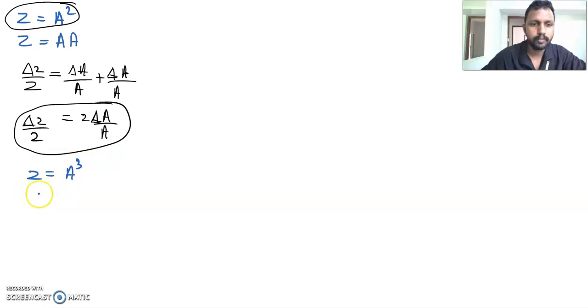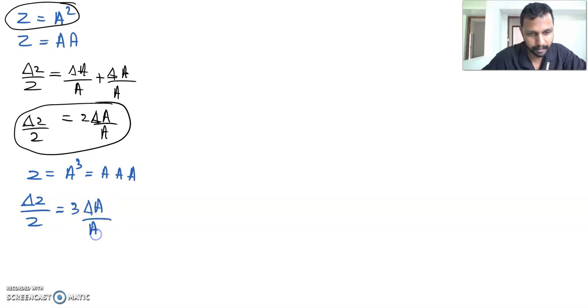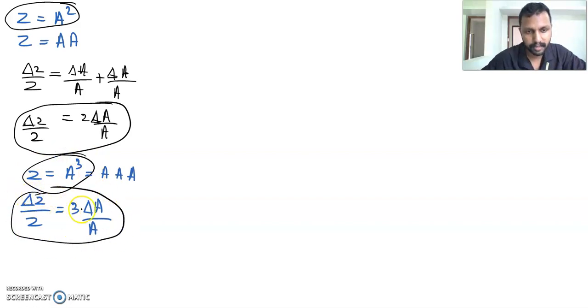If it is a cube, means delta z by z, a cube can be written as a into a into a. Therefore, delta a by a plus delta a by a plus delta a by a, that is 3 delta a by a. Z is equal to a cube, means delta z by z is 3 delta a by a.